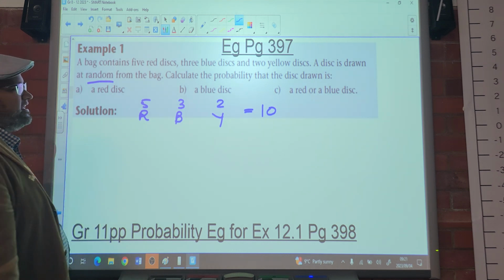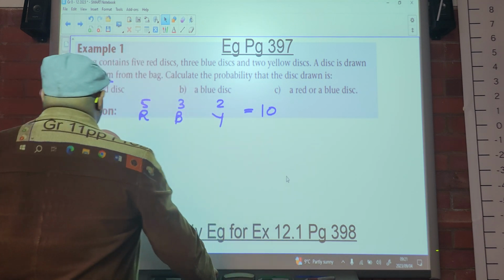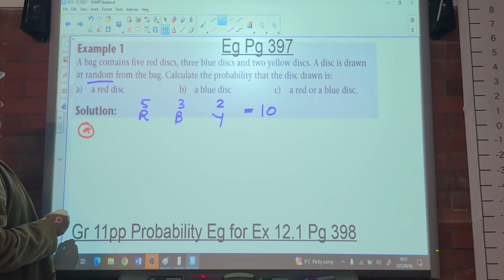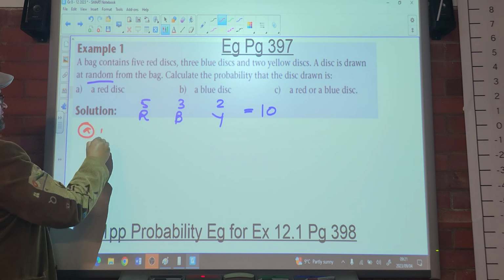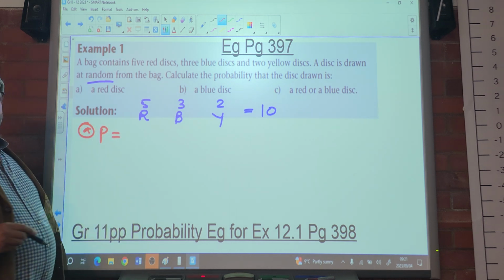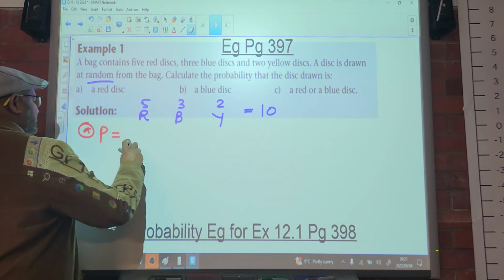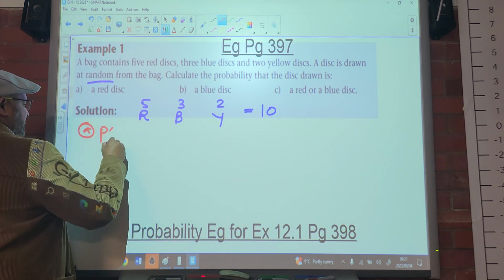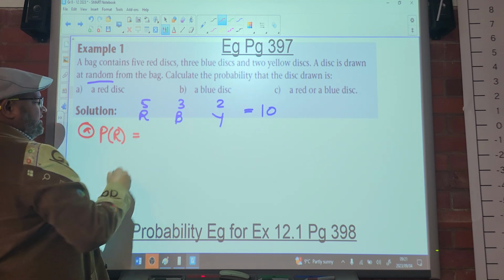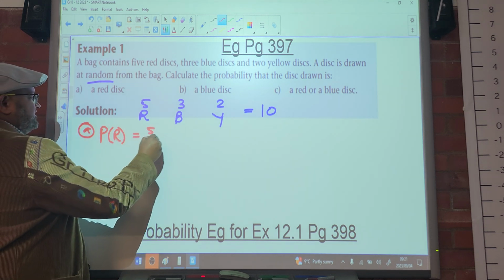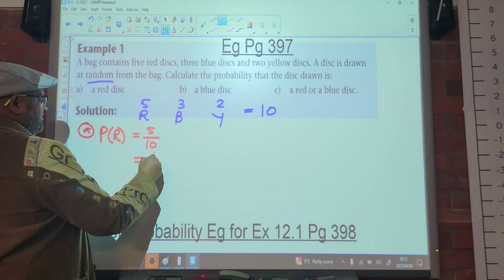Calculate the probability that the disc is, in the first case, a red disc. So how many red are there? Remember how we calculate probability? Number of favorable outcomes over number of possible outcomes. So you can write in here P of R or P red or just P, doesn't matter. How many red discs are there? There are 5 out of 10 discs, which is R.